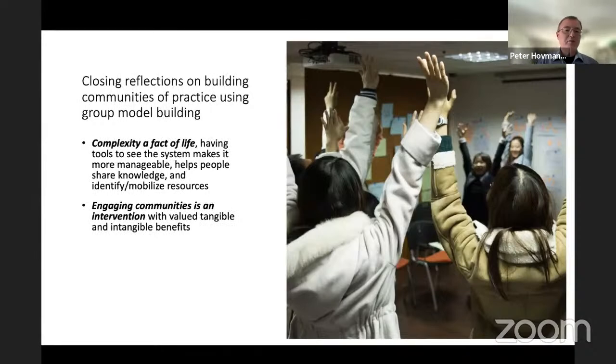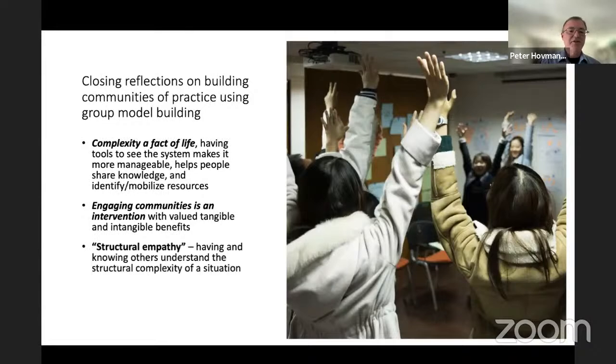I think there's an important point here that engaging community is an intervention that has both tangible and intangible benefits. Things like being able to see hope, being able to see solutions, being able to identify and acknowledge that there's a system producing these outcomes all have important intangible benefits, and then the opportunities to recognize and leverage the tangible assets in a community is a major strength.